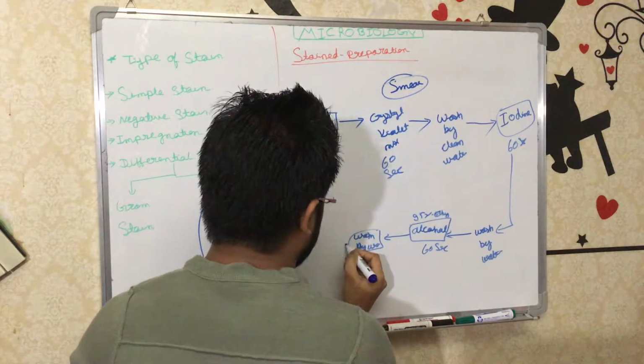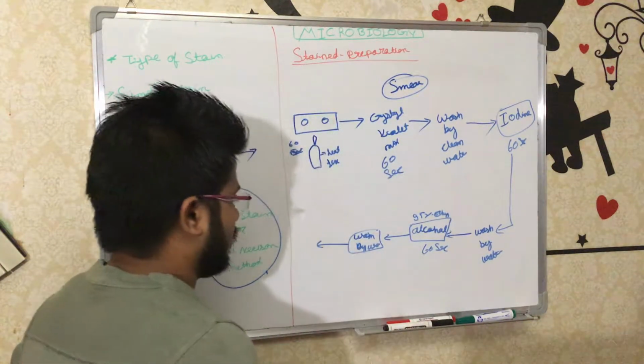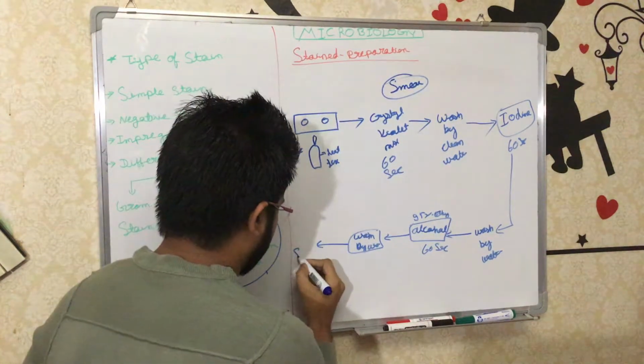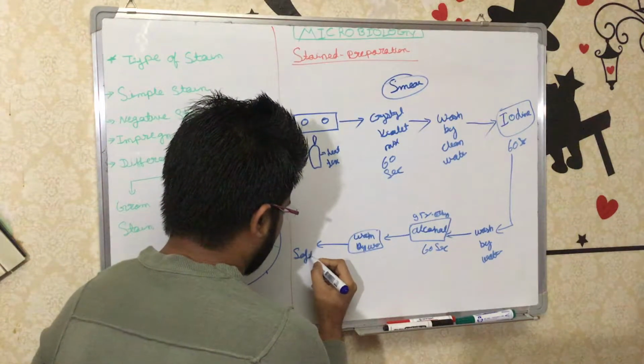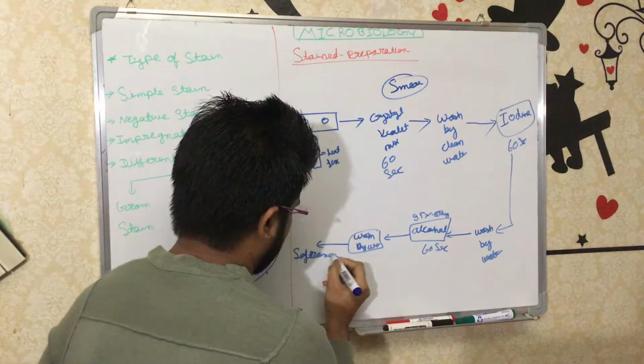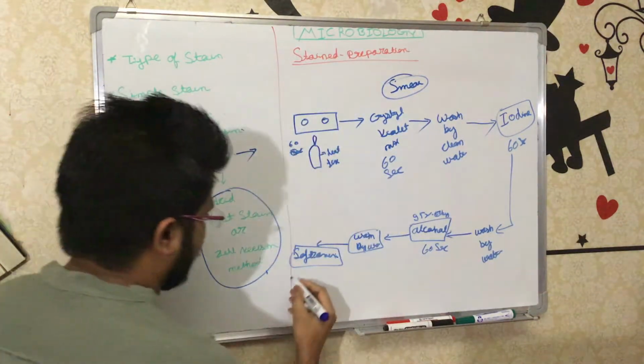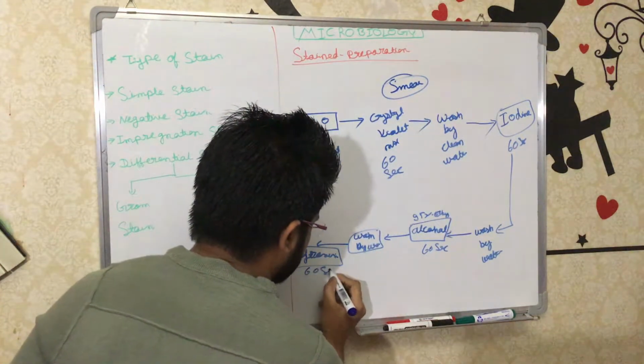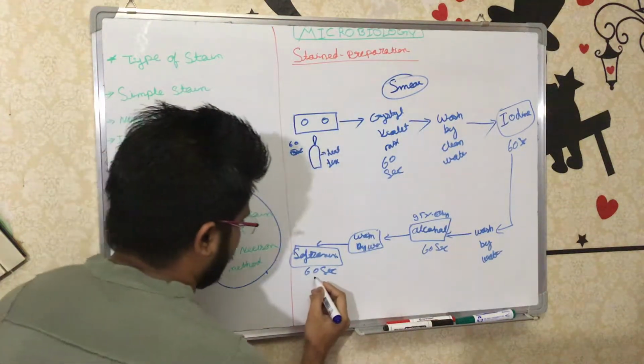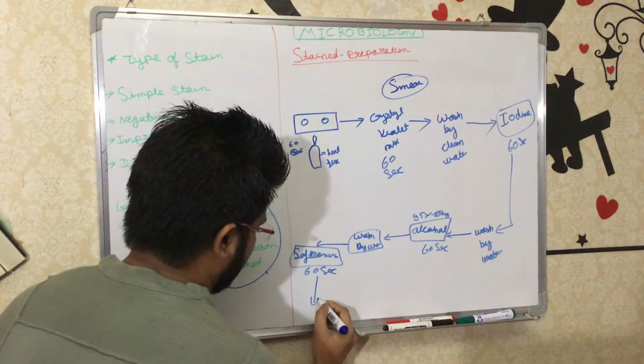After the washing water, we put the safranin. Safranin is the red molecule. This color is the red. After 60 seconds, again the timing is the same, 60 seconds, we take out from the safranin.